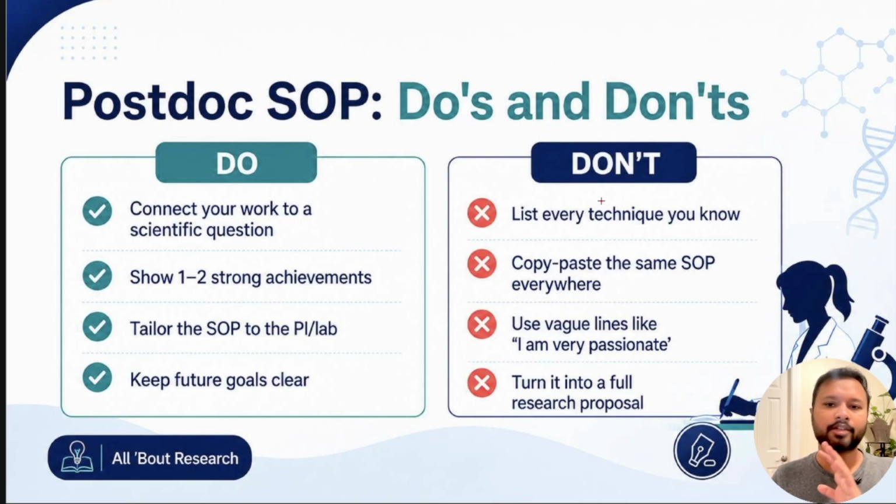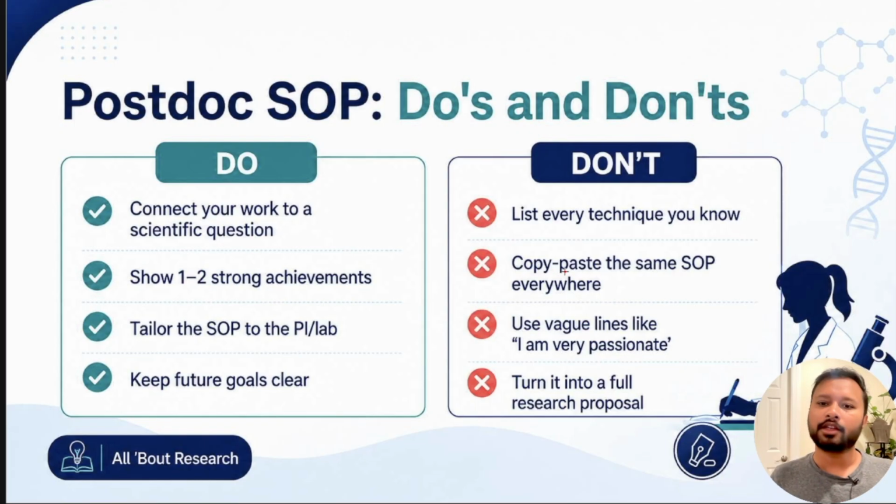Okay, what are the things you should not do? List every technique. You don't have to list every technique. Don't list like, okay, I know how to use Excel, I know how to record UV spectra or something like that. Only some major things which you know and which you think are important should be mentioned. You don't have to explain each and everything.